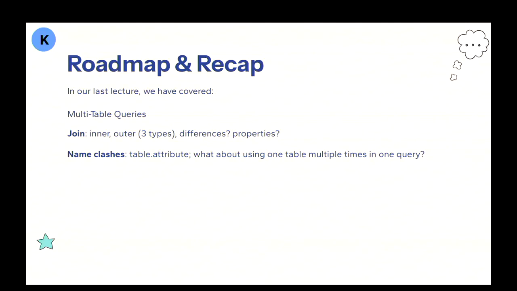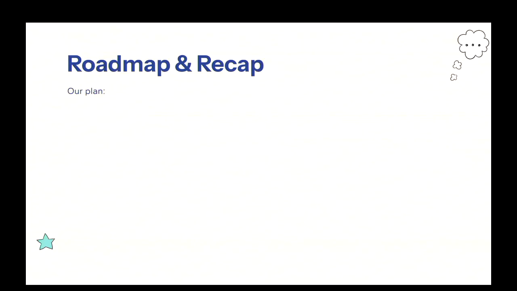And sometimes we have to use one table more than once in one single SQL query. In that case, we assign each instance of that table an alias or a name. So that's how we deal with name clashes. And that's about what we have done.